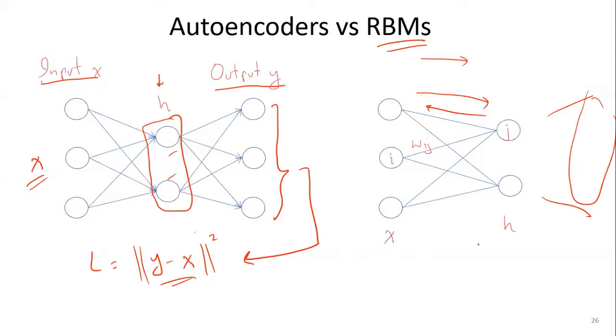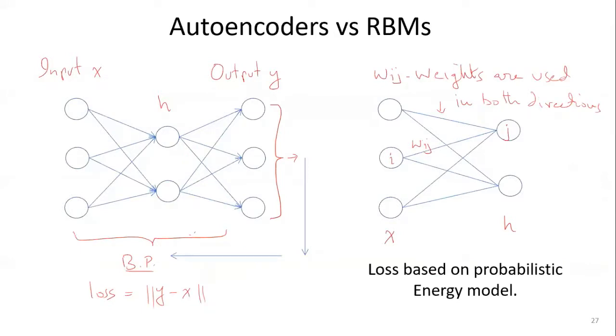The other way it's different is because here the loss equation is Y minus X squared. And this is a major difference. Instead of using a loss equation, what it does is it uses an energy model. An energy model. And this is something which is completely different from anything that we've studied so far. So what it does is, first of all, the weights will be the same, as I said, in both directions.